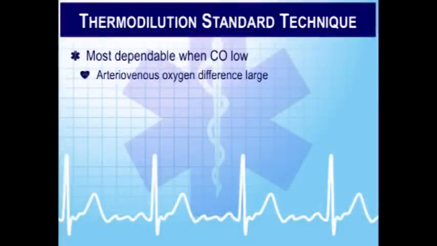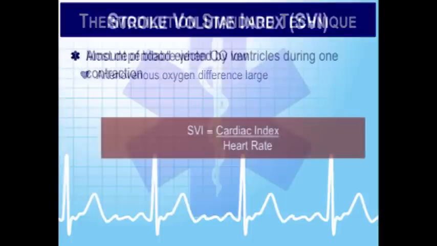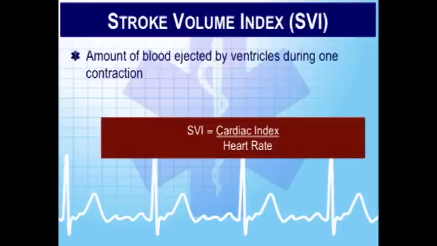So we talked about the thermodilution technique. I explained how that's done by injecting a known fluid into the right side of the heart at a known temperature and timing how long it takes. The other thing that we can determine by that is stroke volume. And that's the amount of blood that's ejected with each contraction.